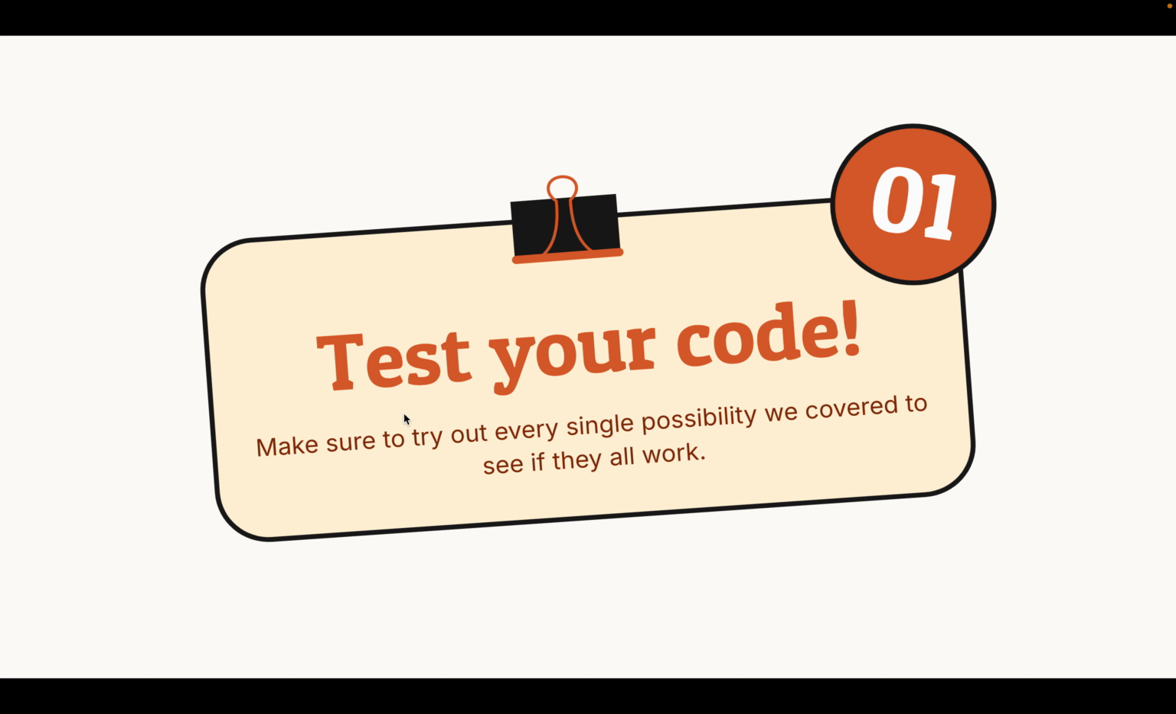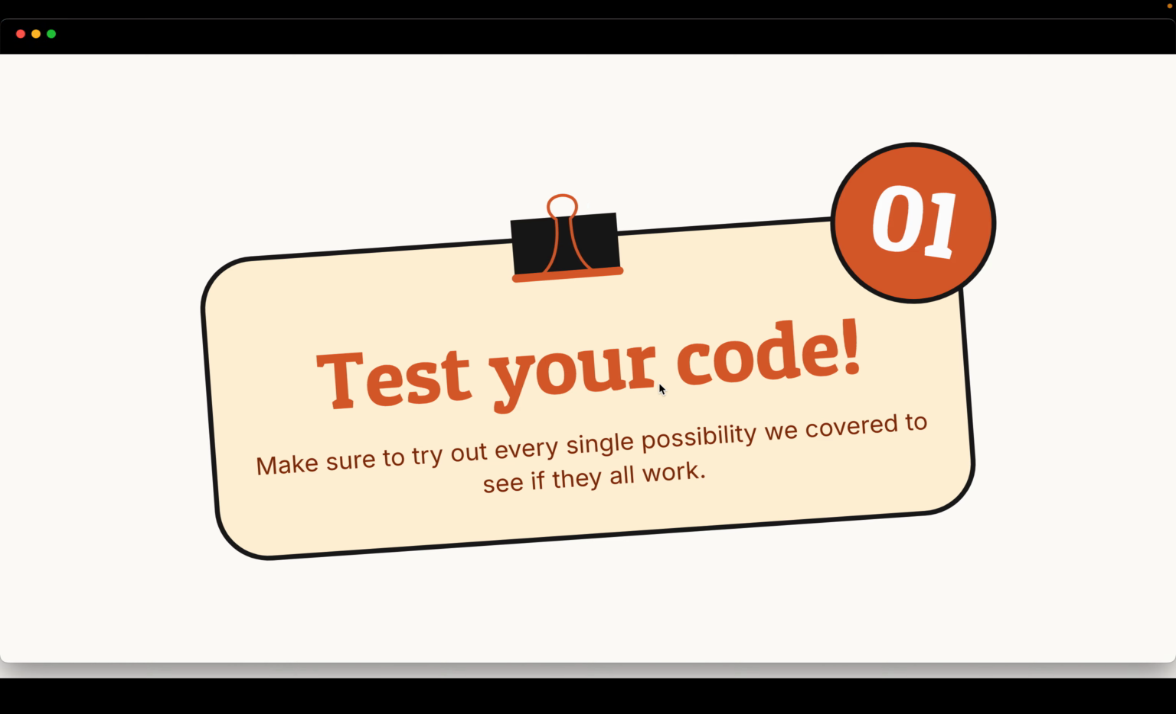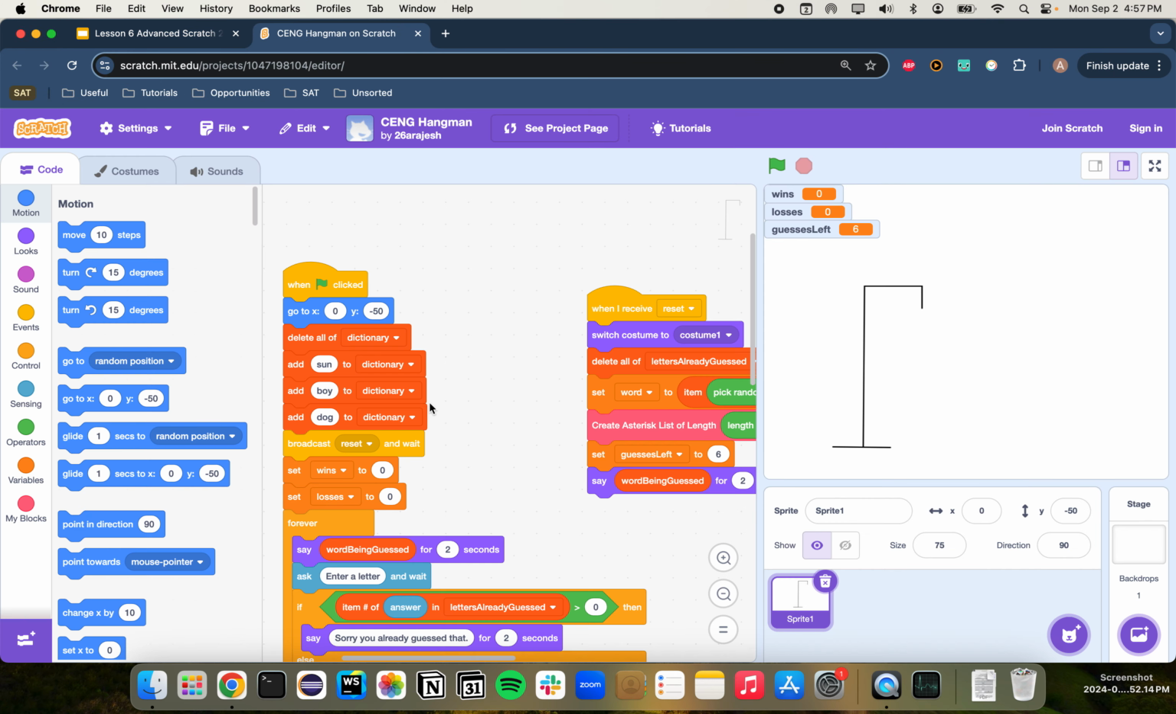So let's start off by testing your code. Make sure that you try out every single possibility we covered to see if they all work or if there are any problems with your code. And if there are, you might have to go back to the previous videos and fix it. So let's test our own code over here. This should be the final project and it should be the finished product. Everything is done. I'm going to try playing the game.